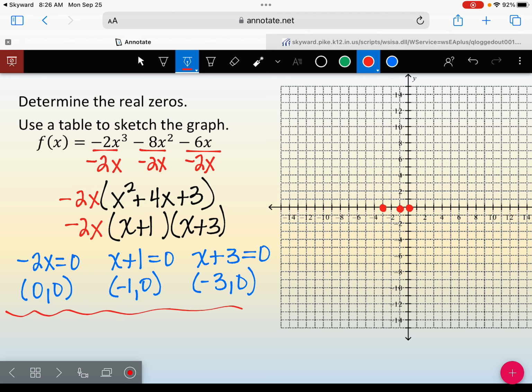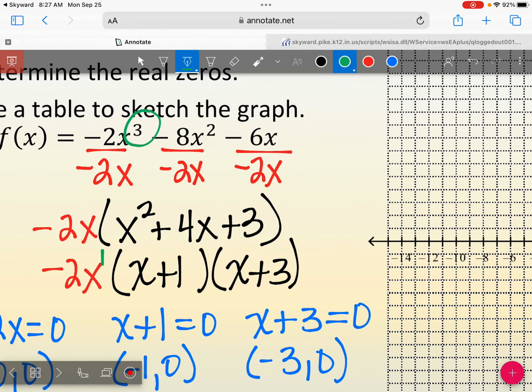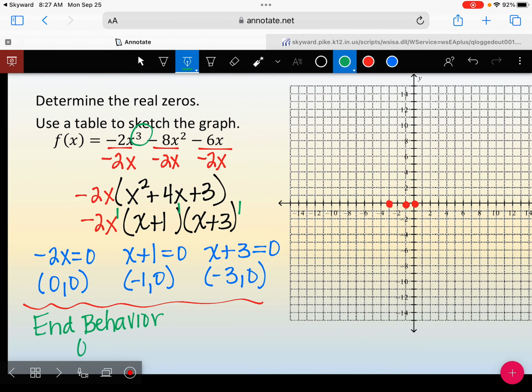All right, so now let's talk about end behavior. This is an odd degree because it's a third degree. That's my highest exponent. If it's already in standard form, just look for the highest power. It's just easier that way. Or you could go to your factors, but you're going to add them all up because they all have a multiplicity of 1. 1 plus 1 plus 1 is 3. Either way, we know it's odd. And it's also a negative because that leading coefficient is negative.